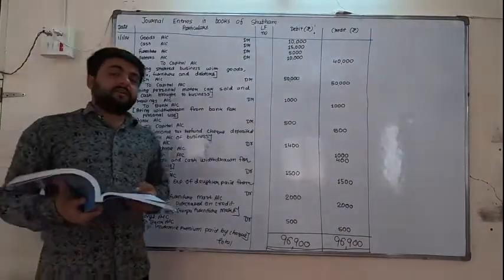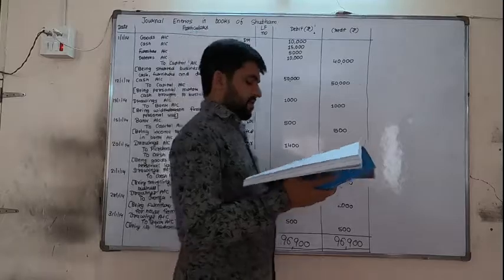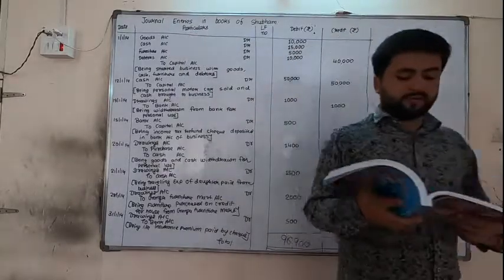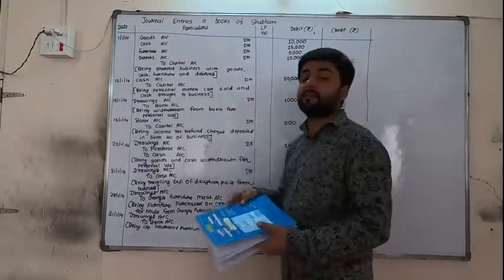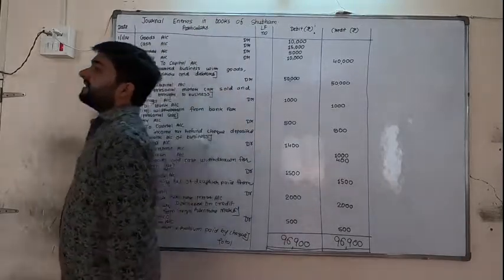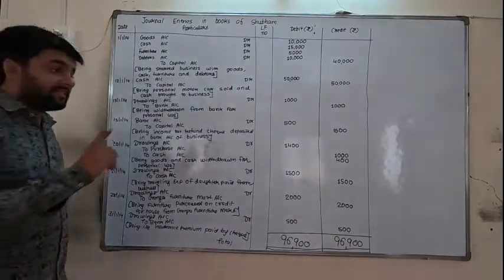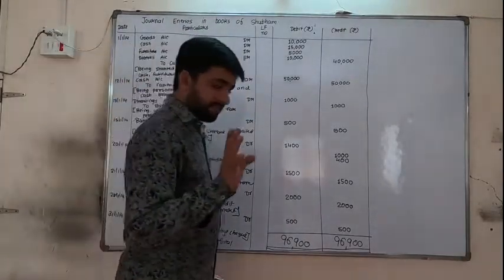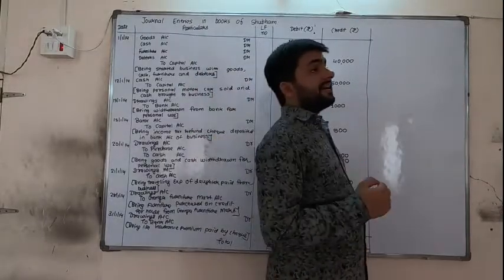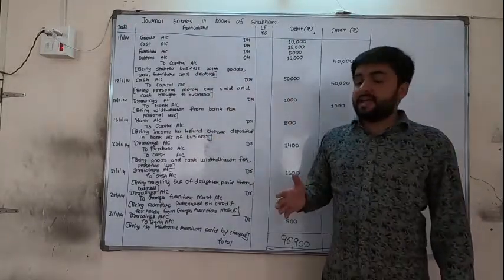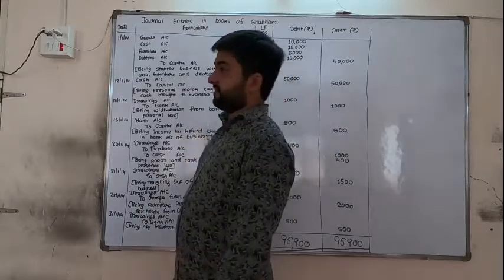Next, on 12th: personal motor car sold for 80,000 and 50,000 introduced in the business. Now we are selling our personal motor car, which is not of the business. We are selling that personal motor car and we are bringing 50,000 into the business.